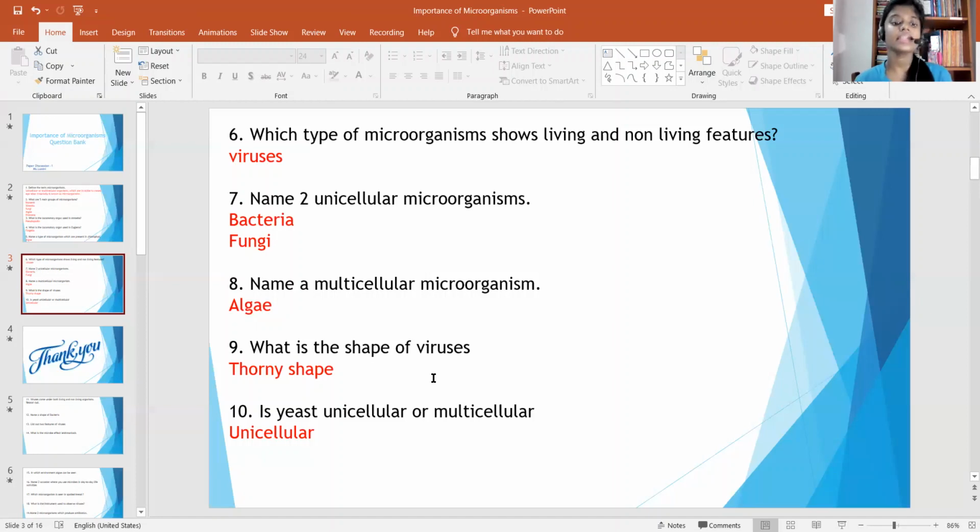Next one is yeast. Yeast is something put in bread, put on pizza, and in buns. That is yeast. If you haven't seen it, you can search on Google. Is yeast a unicellular organism or multicellular organism? It is a unicellular organism.